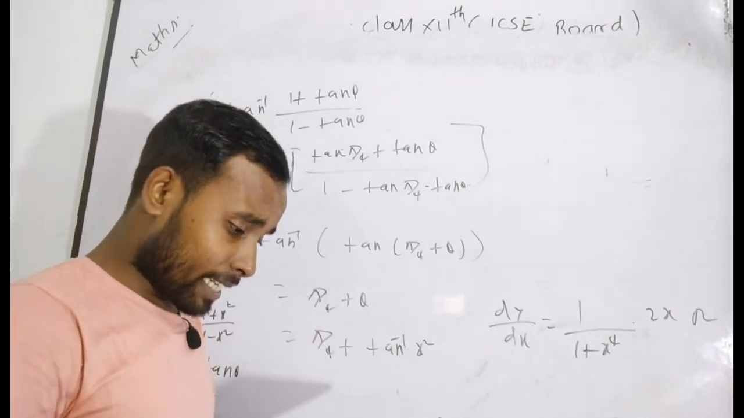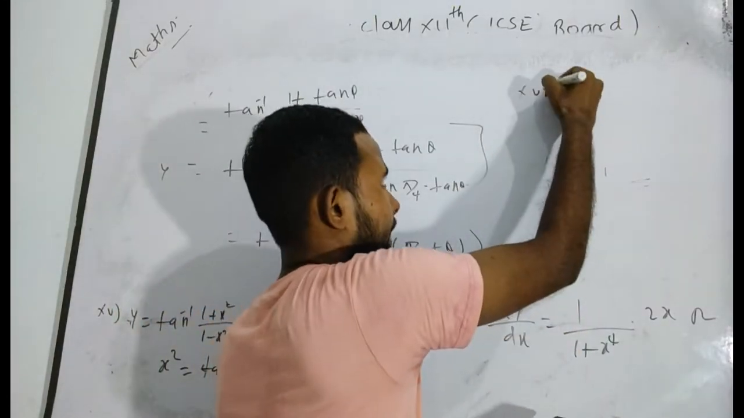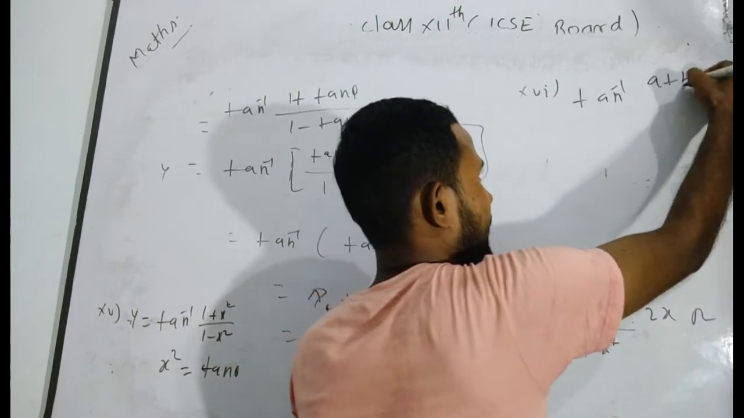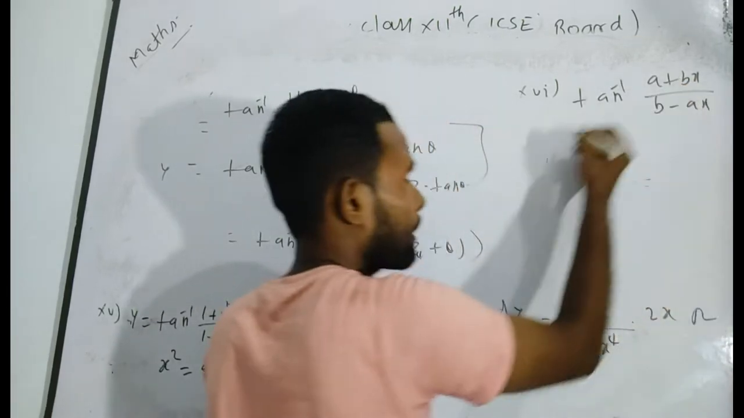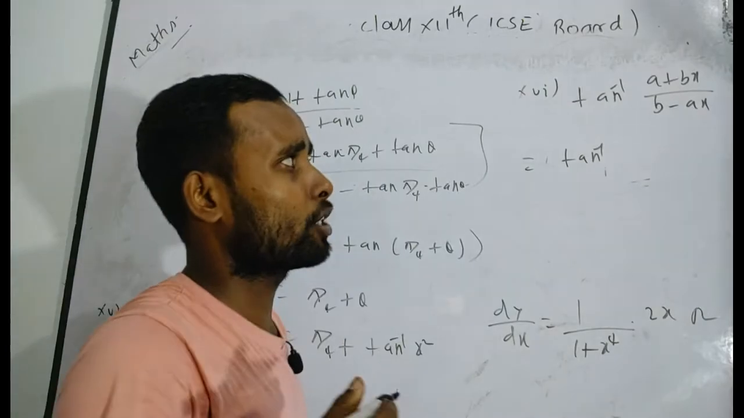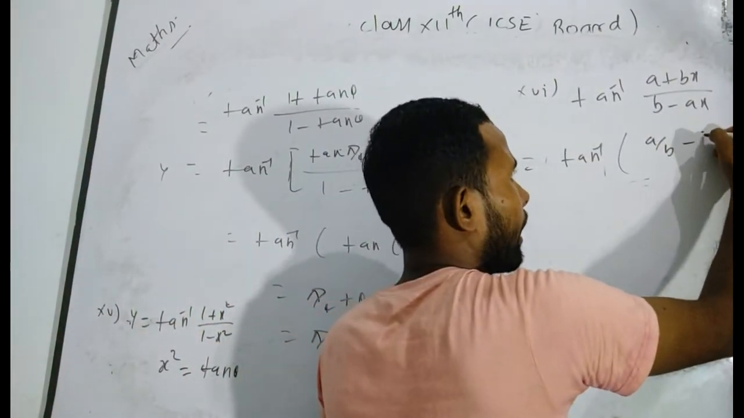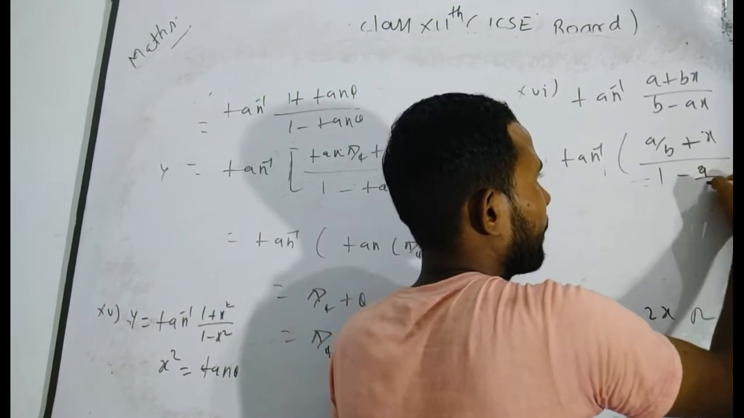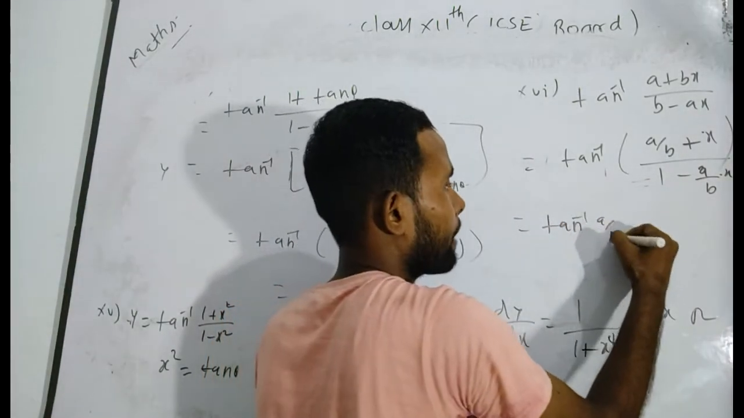Now if you understand, I think you understand very well. Now we take question 16. It has given tan inverse of (a plus bx) divided by (b minus ax). How can you solve? This is also very easy for you. Simply divide numerator and denominator by b. In that case you will get tan inverse of (a by b plus x) divided by (1 minus a by b into x). Finally, this looks like tan inverse a by b plus tan inverse x.